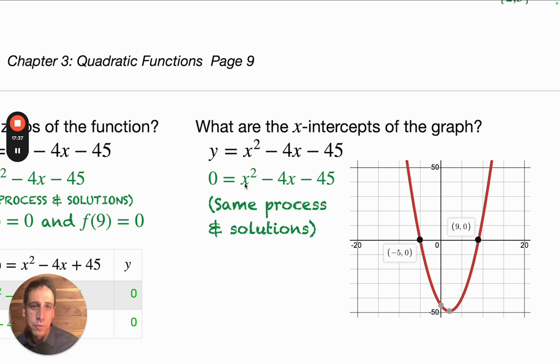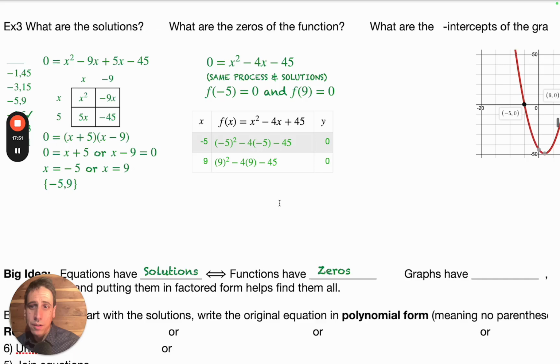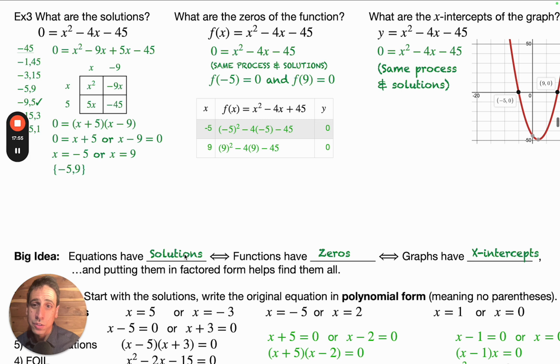But if we didn't know what the graph looked like, we would say, well, I don't know what x is, but I know that y is equal to 0, and we're left with this equation. You do the same process and get the same solutions, negative 5 and 9. The big idea of what I'm really trying to say is equations have solutions, functions have zeros, graphs have x-intercepts, but you can put them all into factored form and find them all.